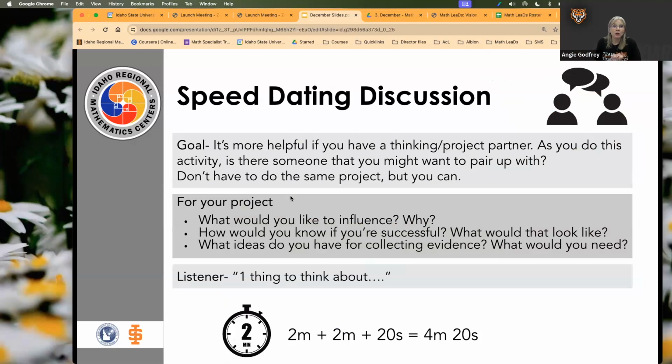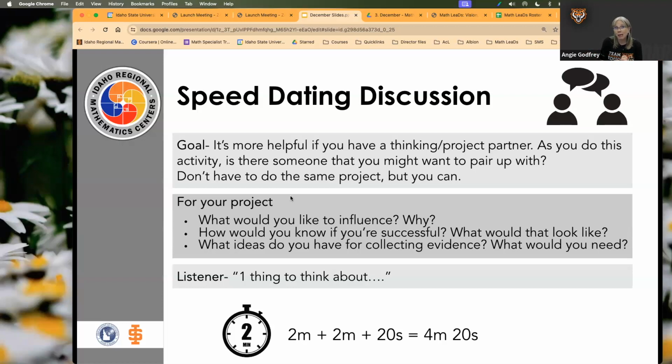So, we're going to do a speed dating discussion exercise. Here's what we're going to do. The goal of this exercise is that it is way more helpful if you can have either a project partner or a thinking buddy. If you're going to do this entirely on your own, you are invited to do that, but it is so much better to have a thinking partner.